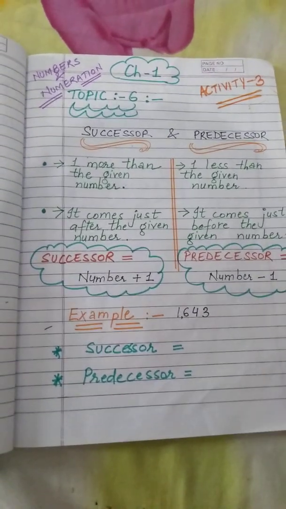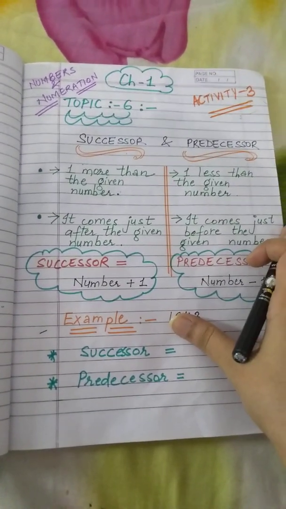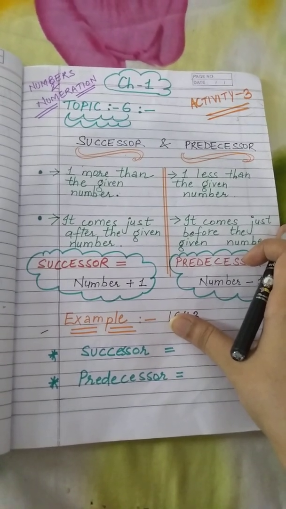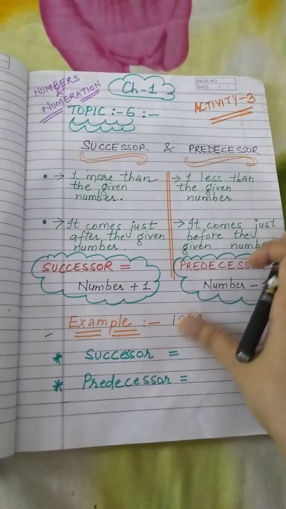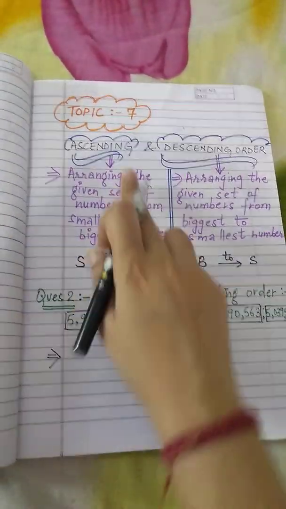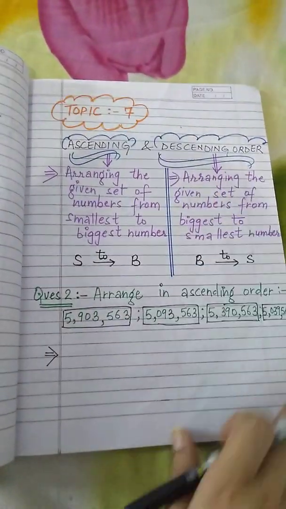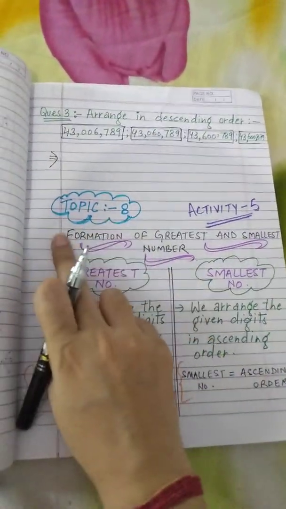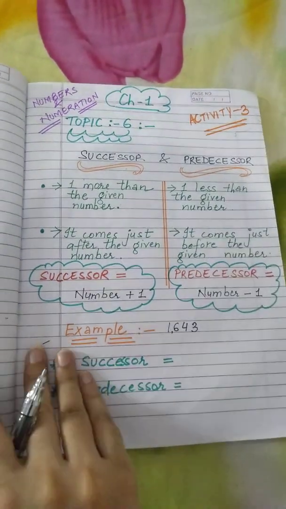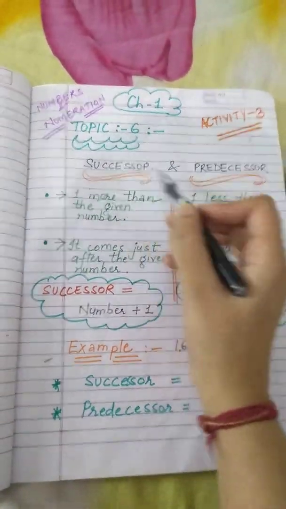In the previous video, I discussed some of the topics related to the chapter numbers and numeration, and today we will discuss the rest of the topics, that is successor and predecessor, ascending and descending order, formation of the greatest and smallest number. So moving on to the first topic, that is successor and predecessor.